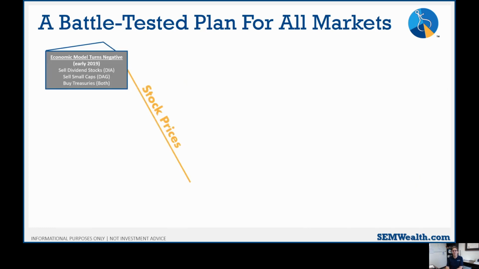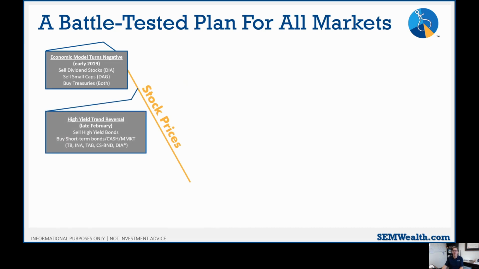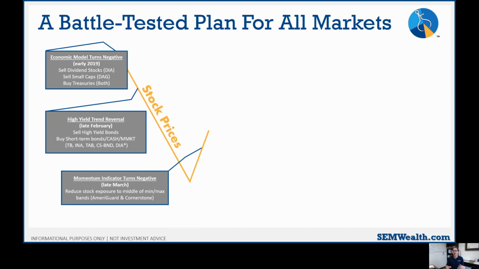Now, let's look at what's happened. And this is what is important: my opinions, Rick's opinion, Steve or Cody's or anybody's opinions here at SEM honestly don't matter. What matters is what the systems are saying. So what we saw happening is, again, early 2019, we actually saw our dynamic models taking money off the table. Late February, we saw our high yield trend reversal. So we went into defensive positions there. And then our momentum indicator actually turned negative into the rally for AmeriGuard and Cornerstone. That's because it's looking at the overall volume and participation of the markets and making a measurement there.